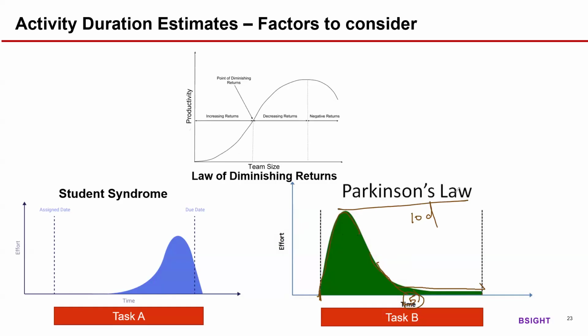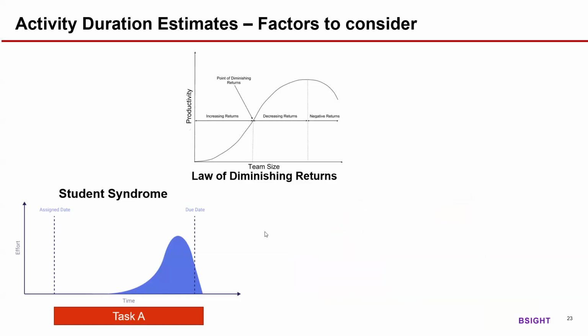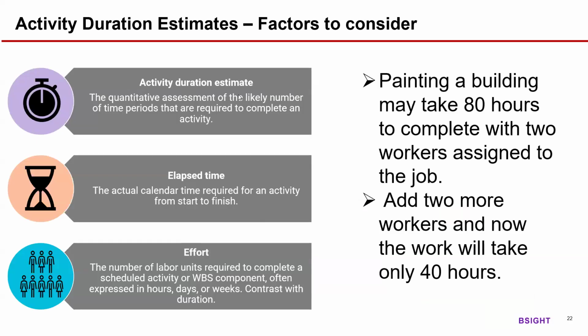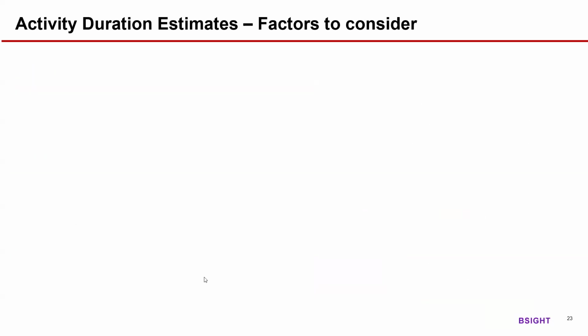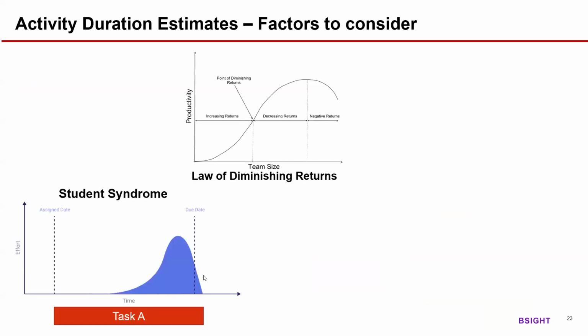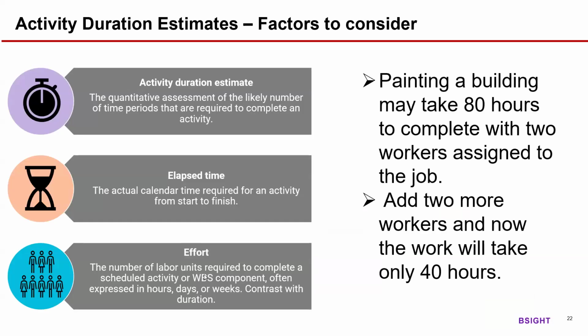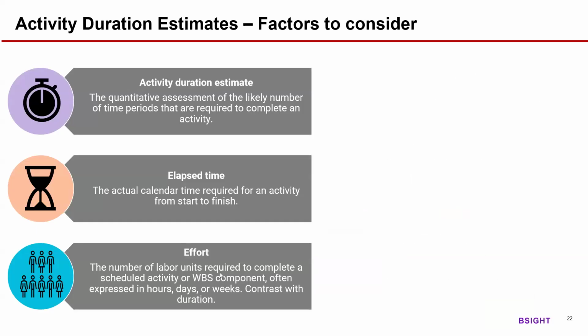So these are some of the factors you have to consider when you are estimating the duration of the activities. You should know the difference between activity duration estimate, elapsed duration, effort, and the details about student syndrome, Parkinson's law, and diminishing returns.